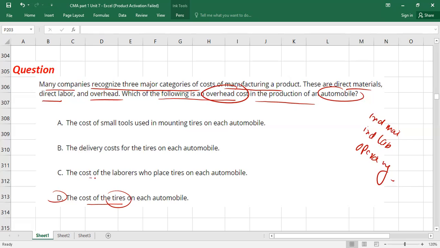Second, cost of labor. Who places tires on each automobile? It is direct labor. We are directly working on producing the products, right? This is direct labor, not overhead.